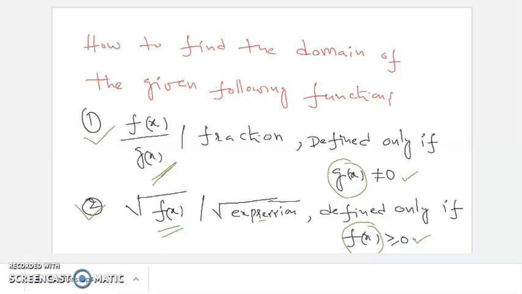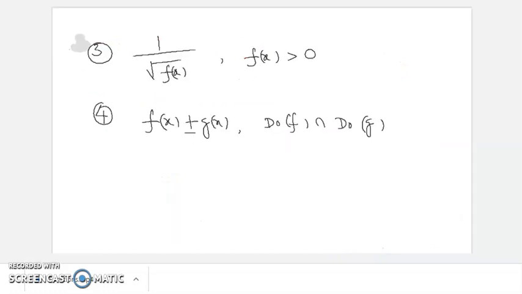And look at the third one here. If any function is of the form of a fraction, and in that fraction the denominator is the root of f of x, such a function is defined only when the expression f of x inside the root is greater than 0. Then only we can find the domain of the function of the form 1 by root f of x.